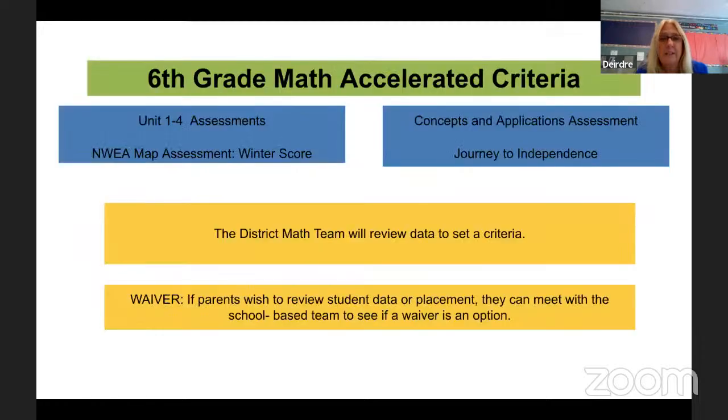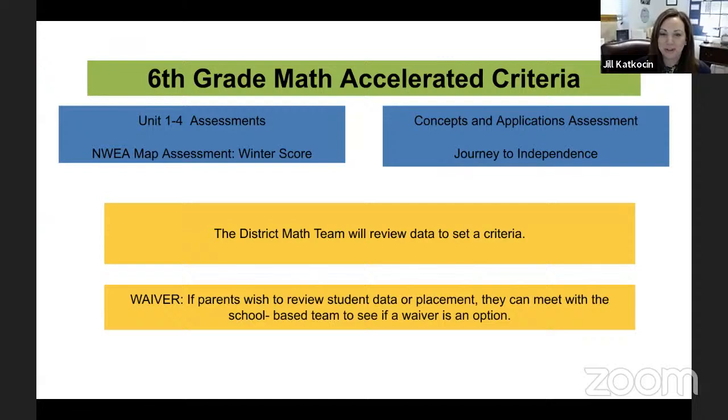Next slide, please. Thank you, Deirdre. At the elementary schools, the math team is currently in the process of collecting these points of data. As my colleagues Projecta and Deirdre have shared, some of the assessments, as well as the Journey to Independence, are still in the process of being completed. Our team will come together to establish the criteria once these data points have been collected. We will then take a look at the 7 data sources to determine eligibility for accelerated math. Once this criteria is established, it will be communicated with families this spring.